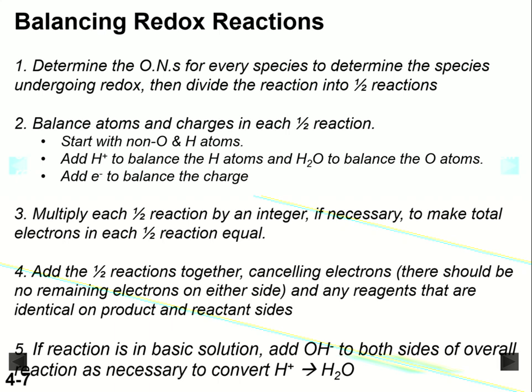Finally, if the reaction is in basic media, we'll add hydroxide to both sides of the overall reaction as necessary to convert the protons into water, and leaving hydroxide as the excess species.